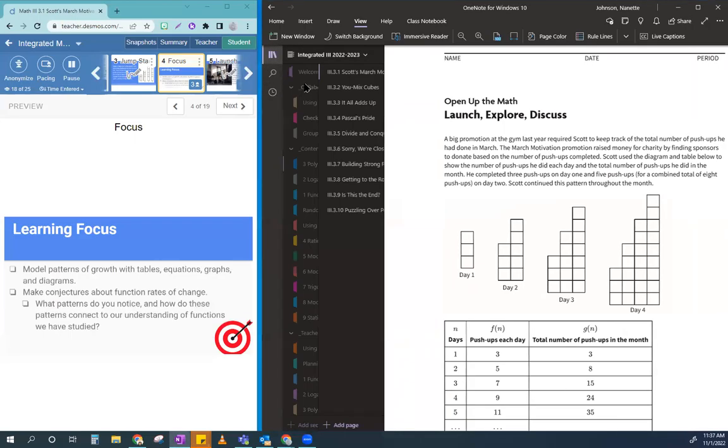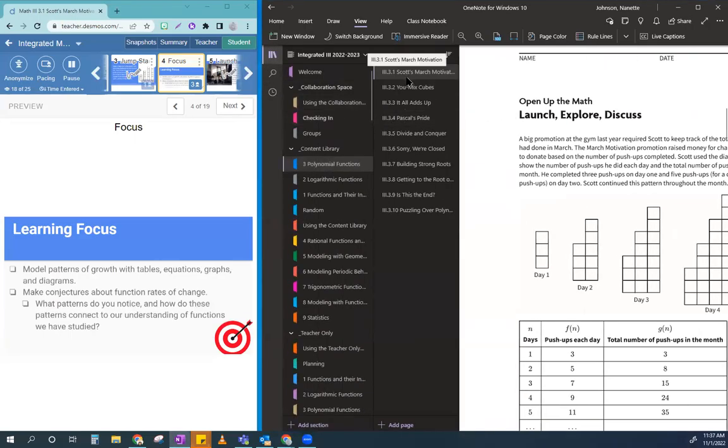Okay, so we are in 3.1. It's a new unit, and we're talking about polynomial functions. You learned about polynomials back in Integrated 2 when you multiplied them and factored them, and you're going to see a lot of that here. And this is actually one of my favorite chapters of what we're learning in Integrated 3.